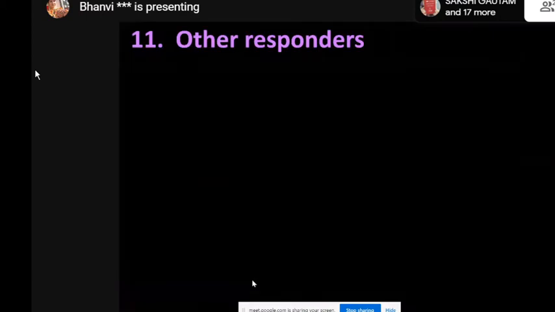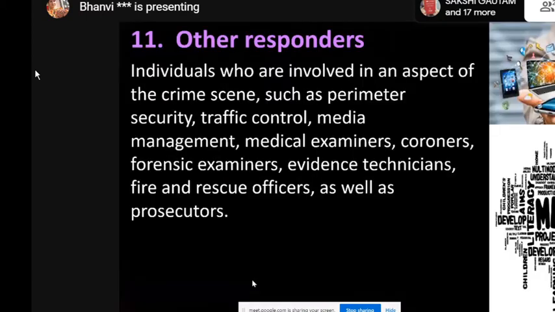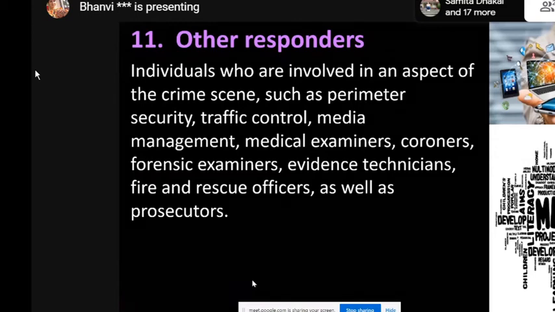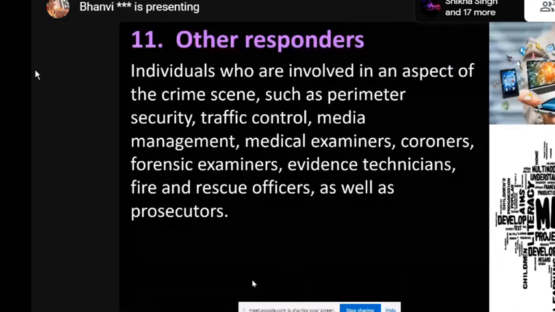Next is the other responders, individuals who are involved in an aspect of the crime scene, such as perimeter security, traffic control, media management, medical examiners, coroners, forensic examiners, evidence technicians, fire and rescue officers, as well as prosecutors.